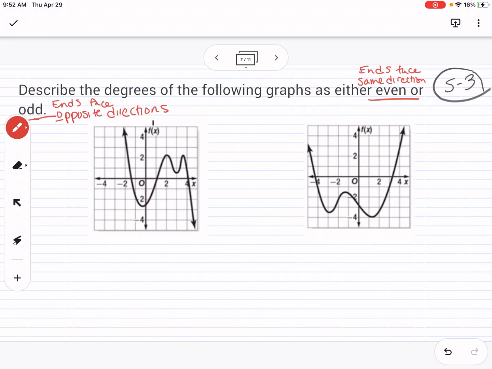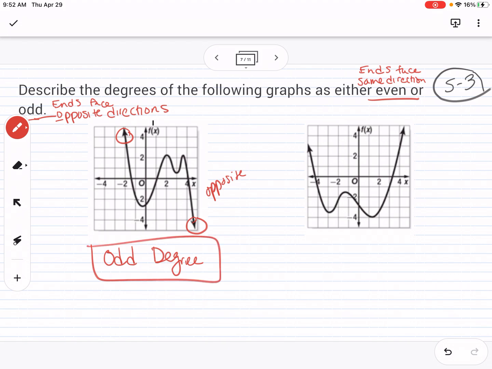If you look at the first graph here, these ends are facing opposite. So this is an odd degree function. In the second graph, these ends are facing the same direction. So since they're the same direction, this is an even degree function.